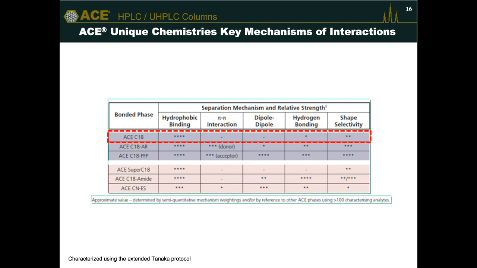So we can see, for instance, I've highlighted here in the red box a standard C18, and there are 5 mechanisms of interaction which we can understand from this test. So you can see we have hydrophobic interactions, pi system interactions, dipole-dipole interactions.